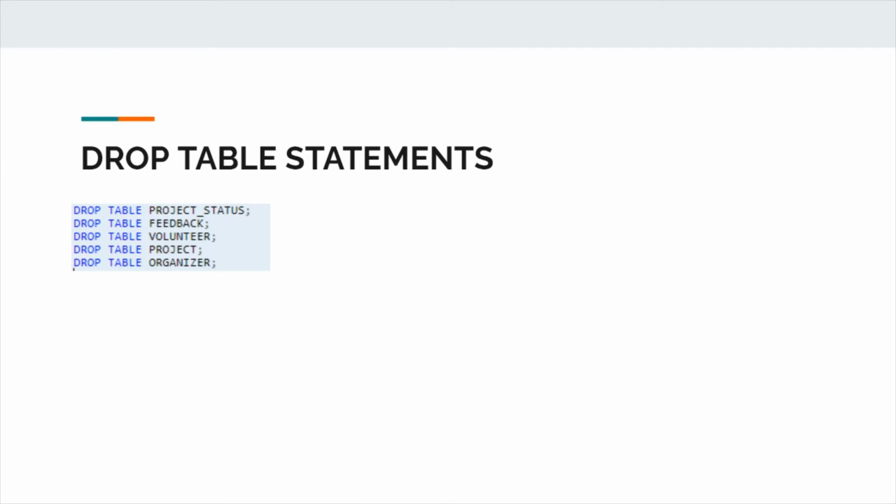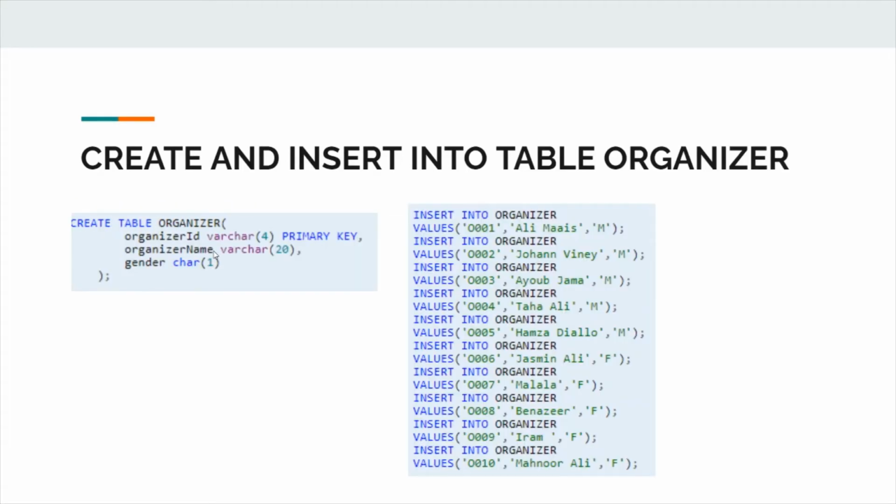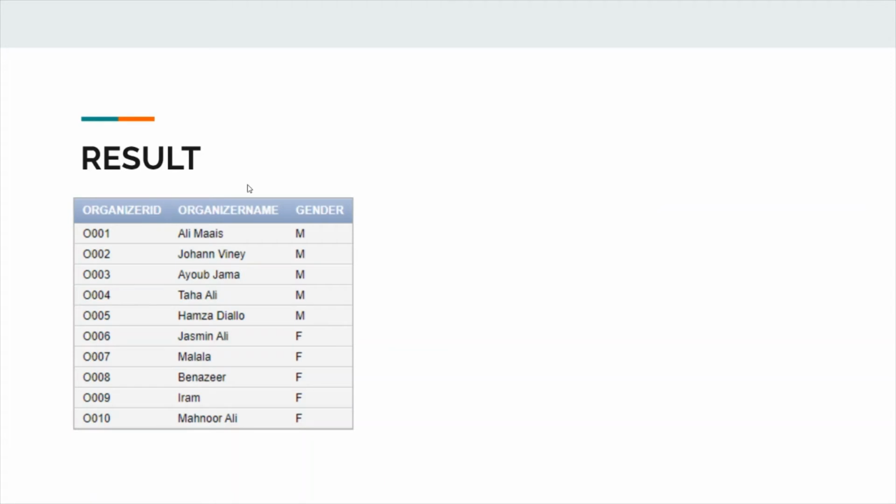Firstly, we were required to insert drop table statements into our script. So these are our drop statements. Second is to create and insert into our tables. For our organizer table, the attributes listed are over here, and organizer ID is our primary key. The result of creating and inserting into the table is presented right here.